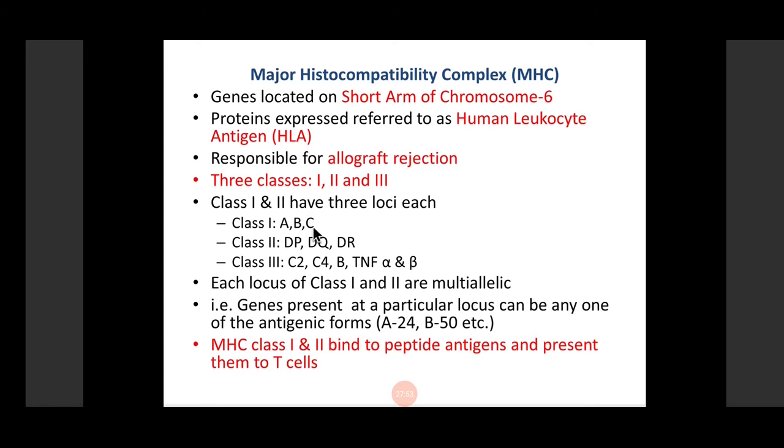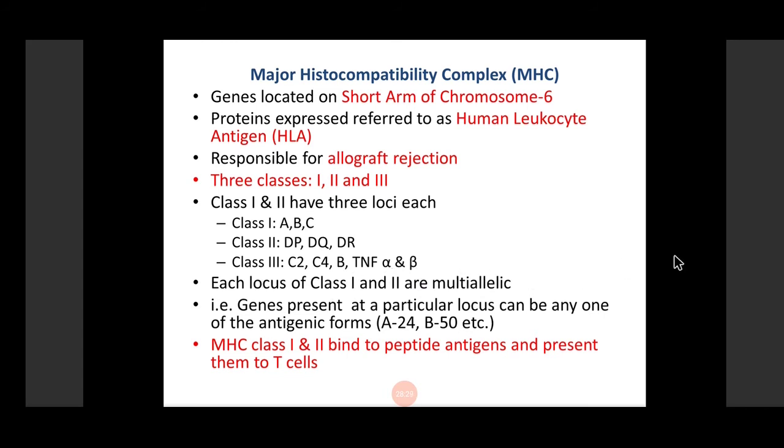The moment I say HLA-A, B or C, one should automatically understand that I'm talking about class 1. Similarly, the moment I say HLA-DP, DQ, DR, it means I'm talking about class 2. Class 3 has nothing to do with antigen presentation. However, it codes for certain important genes which play a role in the immune response, but not in antigen presentation. They code for complement component 2, complement component 4, factor B of the alternate pathway, remember the complement system that we talked about, and certain cytokines like TNF alpha and beta.